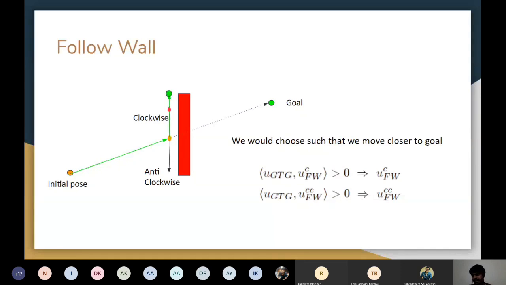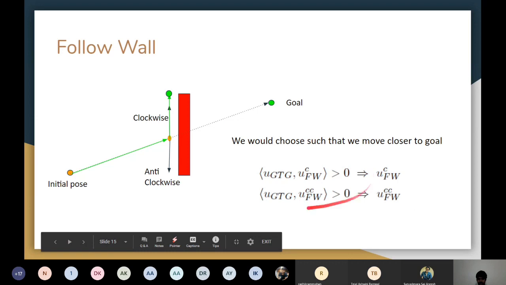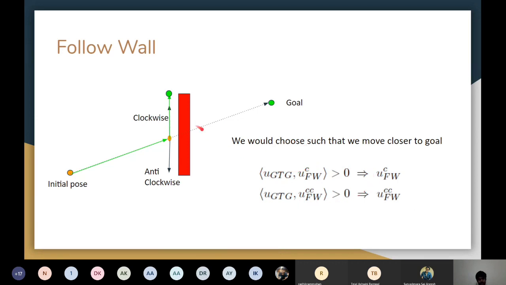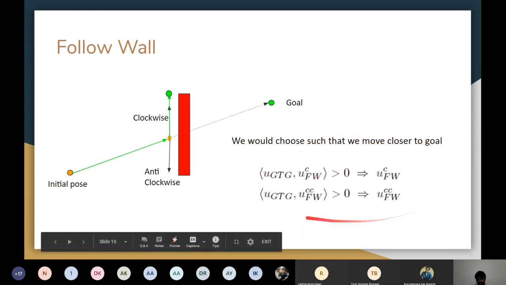So how do I identify that condition? The angle between clockwise and the go to goal behavior should be less than 90 degrees. That is, the cos of that angle should be positive. That is what I've tried to mention over here. This will come as our guard condition.